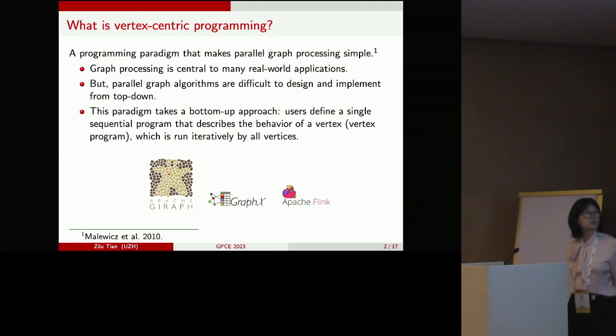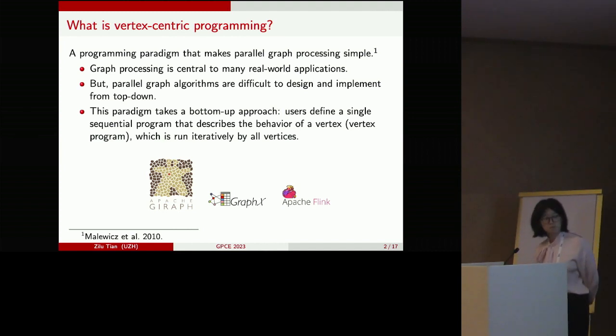This really takes a bottom-up approach. So instead of defining a parallel program where you actually need to aggregate certain global information, users define a single sequential program that describes the local behavior of a vertex in the distributed graph. And this local vertex interacts with other vertices to actually perform computations required for a given graph algorithm on a distributed system. And this works surprisingly well and scales to really large-scale graphs.